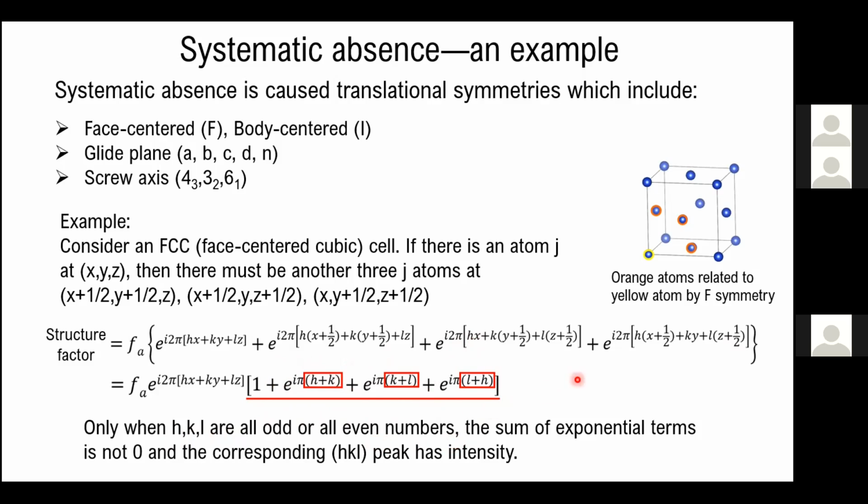So for the FCC system, we typically see peaks like 200, 111, or 240, right? Those kinds of peaks belong to the FCC. We will never see peaks like 112. Those peaks will not happen in FCC because this translational symmetry gives rise to a systematic absence that requires HKL to have this kind of relationship. Okay.